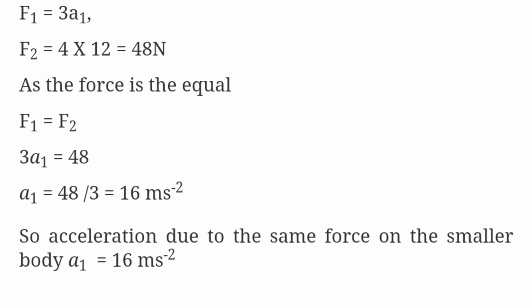F1 is equal to 3a1, F2 is equal to 4 into 12 is equal to 48 N. As the forces are equal, F1 is equal to F2, 3a1 is equal to 48, a1 is equal to 48 by 3 is equal to 16 m s^-2. So, the acceleration due to the same force on the smaller body, a1, is equal to 16 m s^-2.